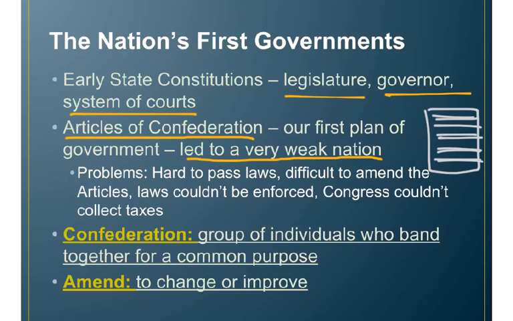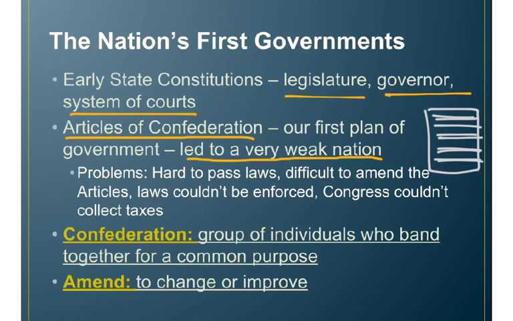So some of the problems that we had under this plan was that, one, it was very hard to pass laws. If they wanted to pass a law for the whole country, 9 out of the 13 states would have to agree, which is a lot. That's more than the majority. It was also very difficult to change the plan of government if they decided there needed to be an improvement. You would actually have to have all 13 states agree to a change.